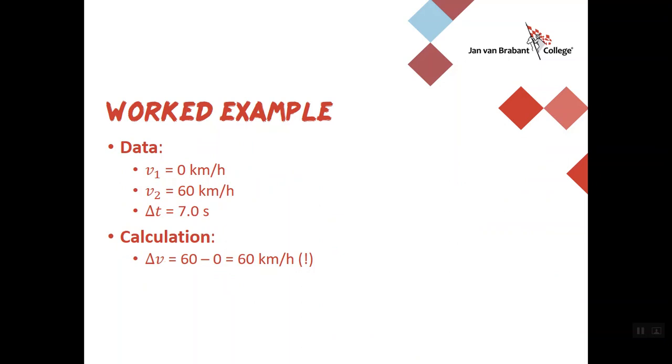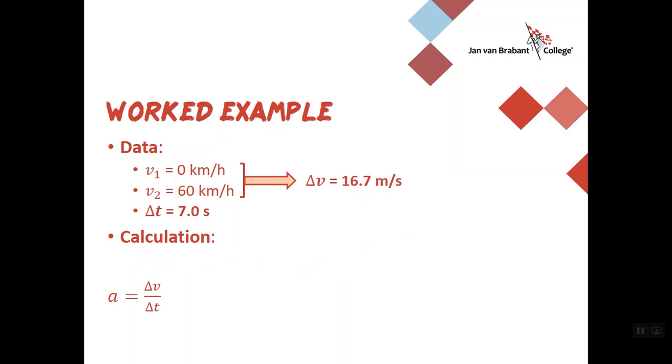This means that the change in velocity is equal to 60 minus 0, which is 60 km per hour. But remember, you should always use the standard units for velocity and time. That means that you should convert kilometers per hour to meters per second. Last year, you learned that you should divide the number by 3.6 to go from kilometers per hour to meters per second. In this case, that means that the increase in velocity is equal to 16.7 meters per second.